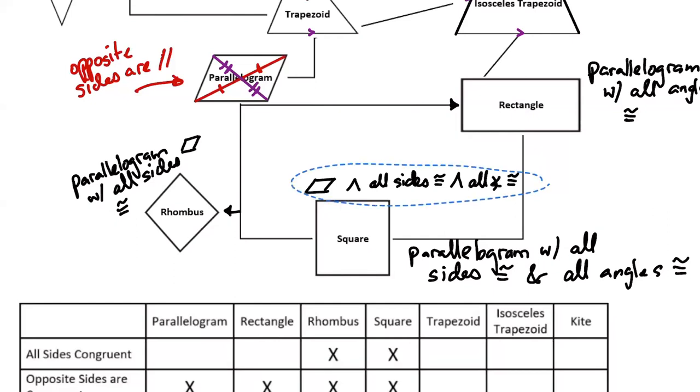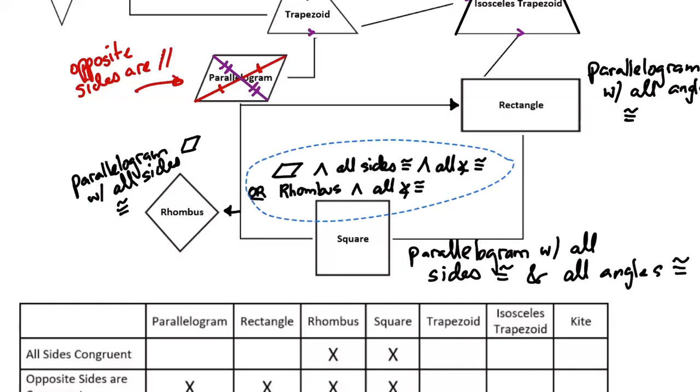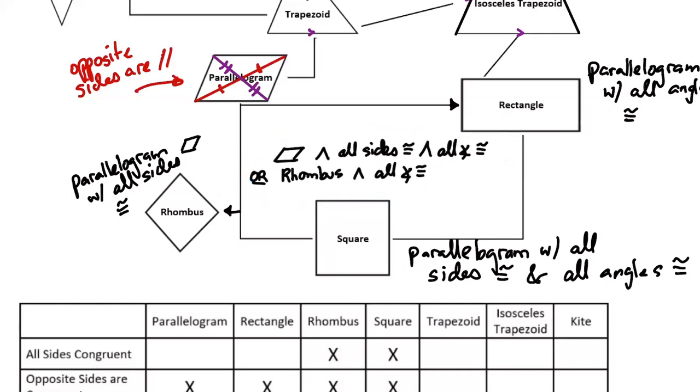Like I said, it's only the tip of the iceberg, because that's what we said here. But I could also say it's a rhombus, or a rhombus and all angles are congruent. And one final or, I'm just going to kind of move this up here. A rectangle and all sides are congruent.